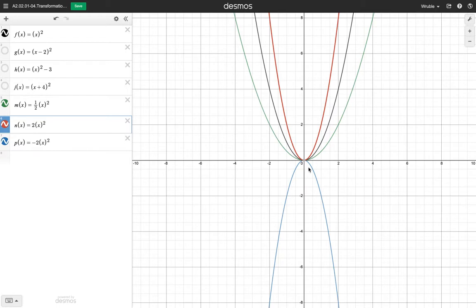Then we also have -2. So the -2 does the same thing as the red graph does, except it moves it so that it opens down. So we go over 2, down 8.